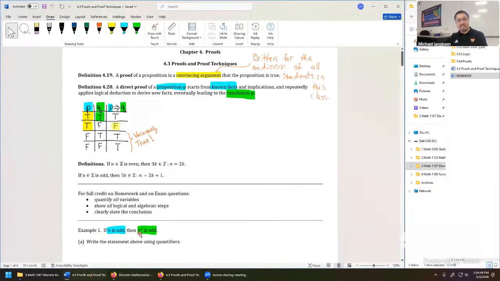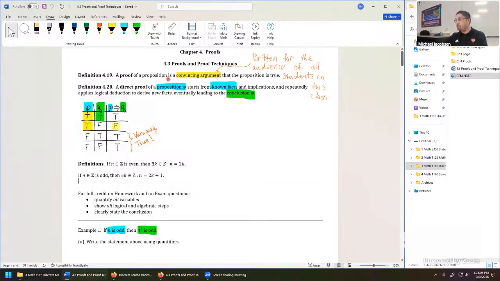Well, we didn't get too far, actually. We just started highlighting things. We brought in this table here for the truth table for the implication. And we're looking over what we mean by a proof, a convincing argument, and what a direct proof is really going to look like.